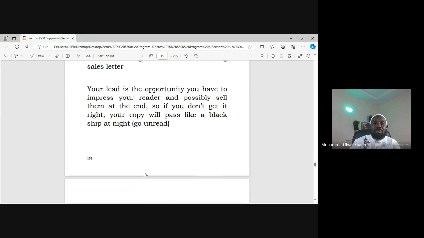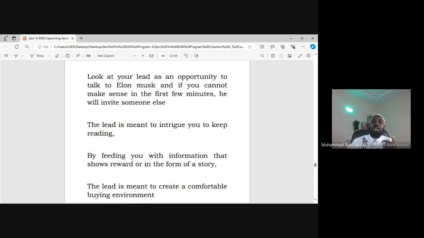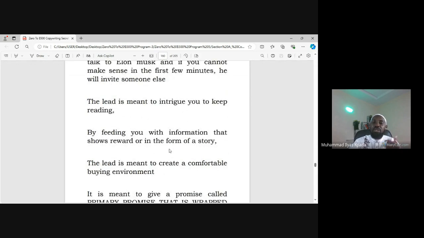All right. So look at your lead as an opportunity to talk to Elon Musk, right? If you cannot make sense in the first few seconds, he will invite someone else. So that is the big opportunity you have in the lead. Now, the lead is meant to intrigue you to keep reading by feeding you with information that shows reward, or in the form of a story.